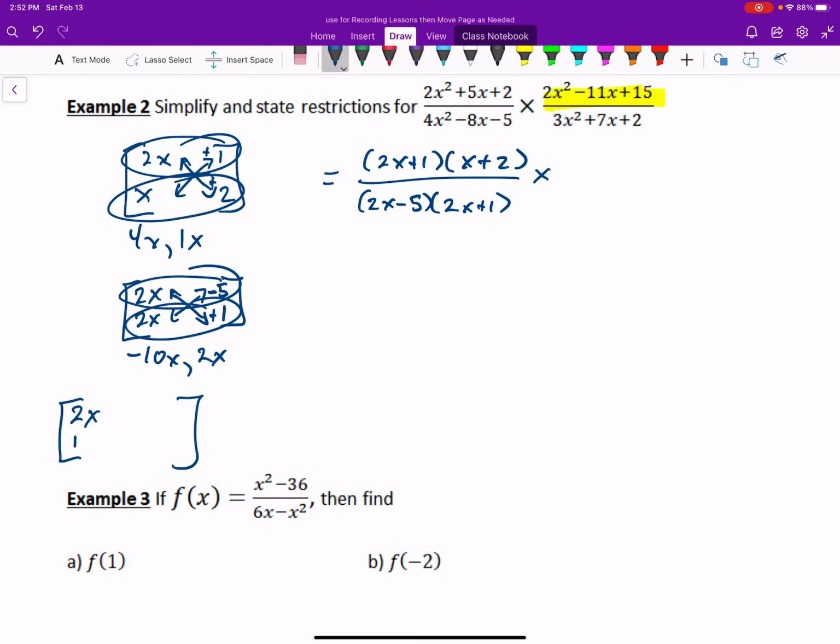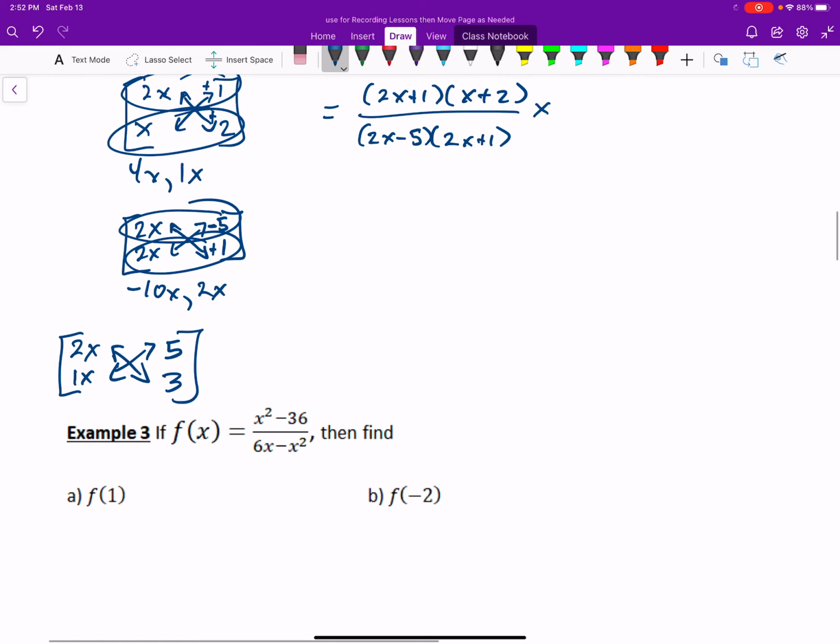I got 2x and 1x. And for 15, if I pick numbers that are close together, I might do 3 and 5 would probably make sense. Maybe if I put the 3 here and the 5 here, I think that looks promising as I think ahead a bit.